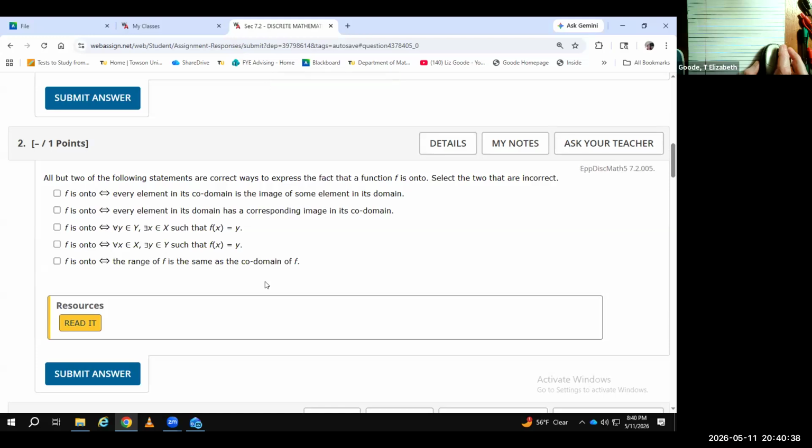Now, here you read the directions. Two of the following statements are not correct ways to express the fact that a function f is onto. Select the two that are incorrect. So, f is onto.